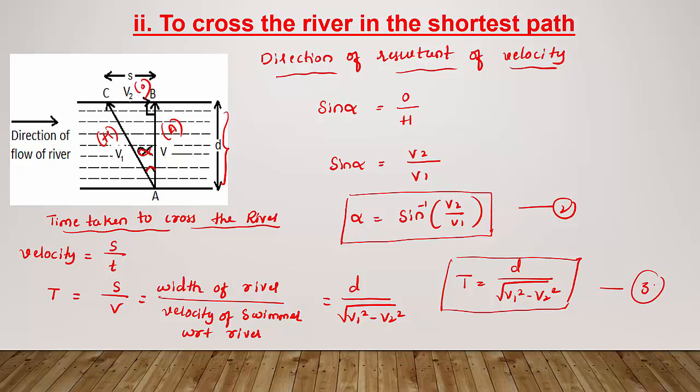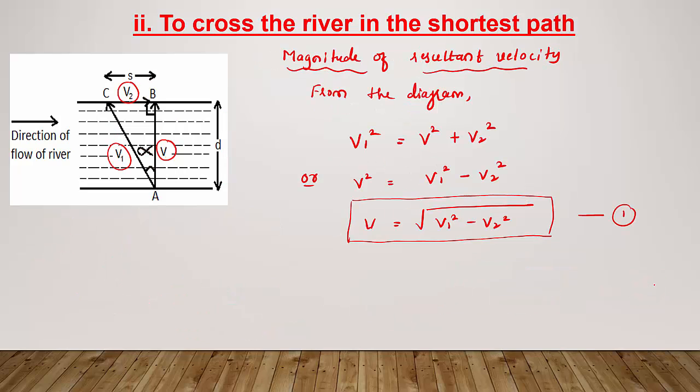Equation 2 gives direction of resultant velocity. Equation 1 gives magnitude of resultant velocity. So this is all about the second application, and that is to cross the river in the shortest path. Remember, when you want to cross the river in the shortest path, observe if the river is flowing from left to right, then you have to swim in the upstream. If you want to swim in the downstream, that will be the longest path. So this is all about the first two applications of relative velocity, and the third application that we can study in the next session.